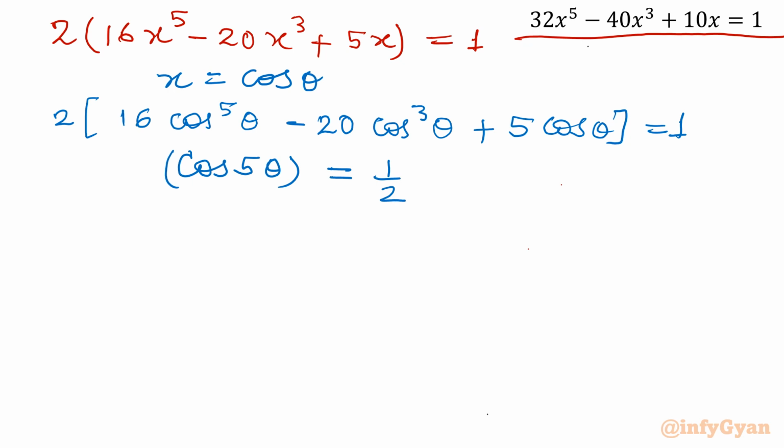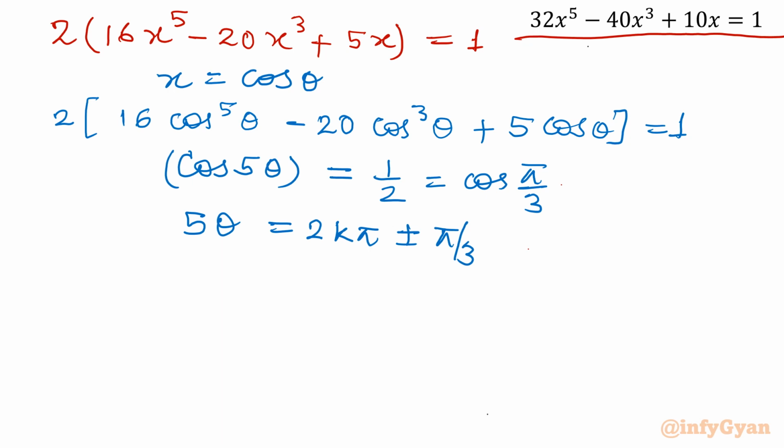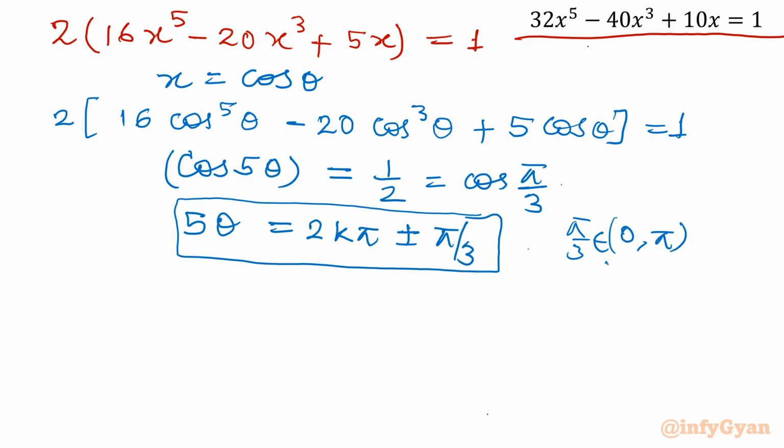Okay. Now, we will find out the general solution. We know this is cos of pi by 3, cos 60, half. So, if we write the general solution, I will write 5 theta is equal to 2k pi plus minus pi over 3, because pi over 3 is lying in between 0 and pi. Okay, so this is our general solution where k belongs to integers.